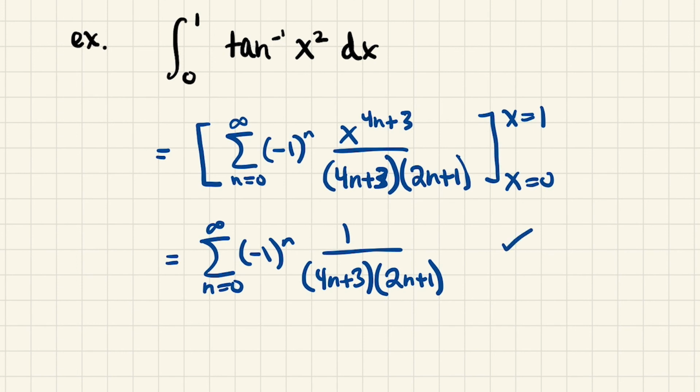And this series here, which is an absolutely convergent series, whatever the sum of that series is exactly the area under this particular curve from 0 to 1. If you wanted to approximate that value, you would simply work out however many terms of the series you wanted to get the level of precision that you need. But the exact value is represented by this entire series.